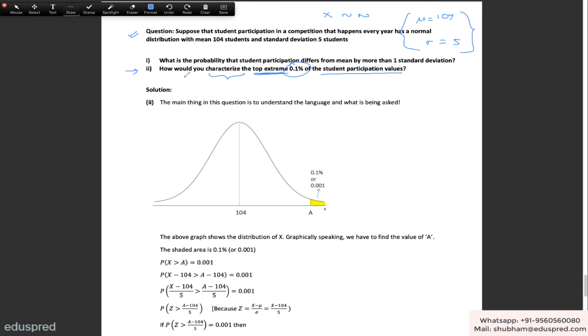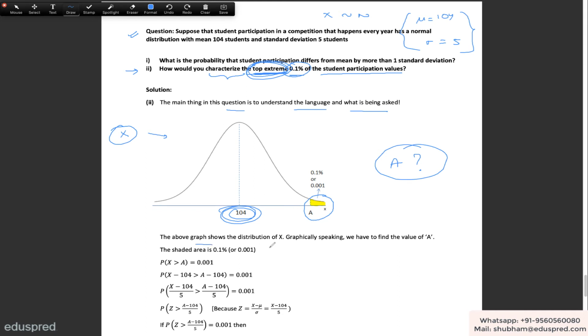And over here, they are asking us, how would you characterize the top extreme 0.1% of the student participation values? So the main thing in this question is to understand the language and what is being asked. So this is the distribution of x. This is a normal distribution. Over here, we have the mean value. Now the top 0.1% is over here, somewhere over here. Basically, they are asking us to find the value of a. So what is the value of a to the right of which you have the top 0.1%? That's what you have to find.